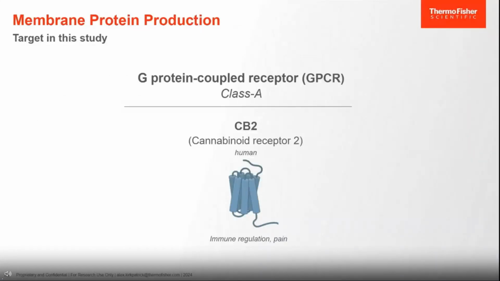So in this study, they focused on CB2, which is a class A GPCR, as their representative membrane protein model. So let's go through some of the key data of this publication to see how mammalian expression in XP293 and the GNT1- cells could benefit your transient membrane protein production.